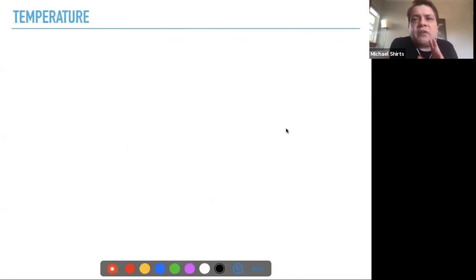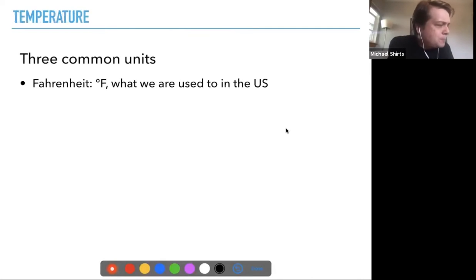And one other thing that comes up a lot is temperature. I want to go over this. So there's three common units of temperature. Fahrenheit is what we're used to in the US when we're talking about the temperature. Cook it at 350 degrees. Oh, it's a beautiful day out, it's 72 degrees. Oh, it's so hot, it's 98 degrees. So that's pretty much all it's useful for.